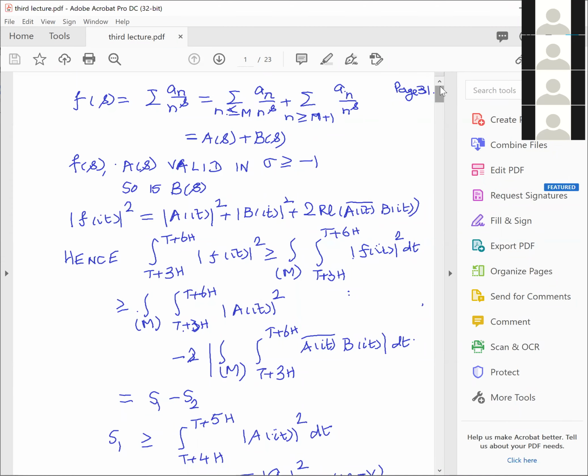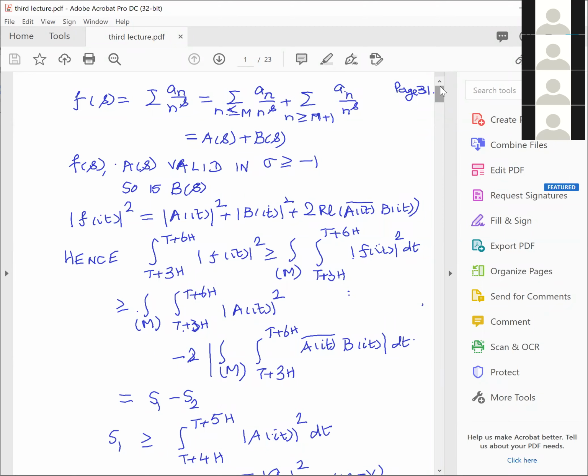And therefore, the only thing I will be left with is essentially the cross terms, 2 times the multiple average of a of it bar times b of it dt. And the whole aim essentially is to prove that these cross terms are negligible. This is where we stopped yesterday. We have to prove somehow that these cross terms are negligible. Okay, how do we prove that the cross terms are negligible?